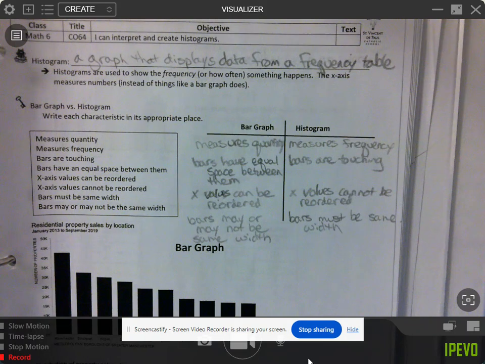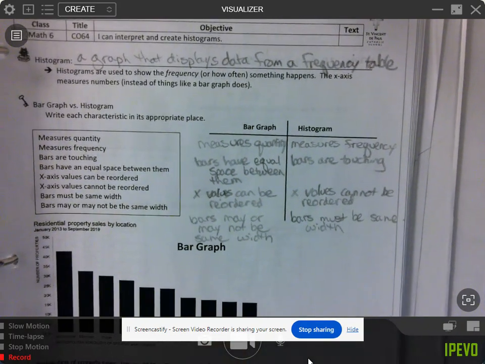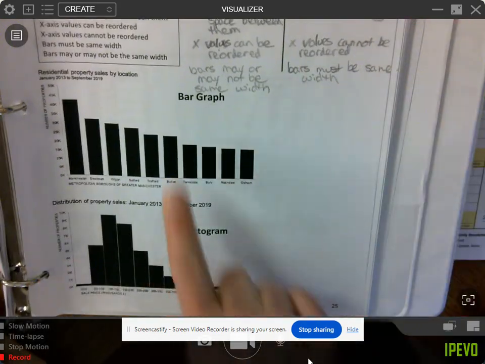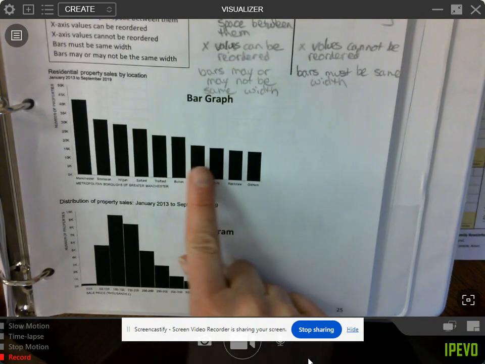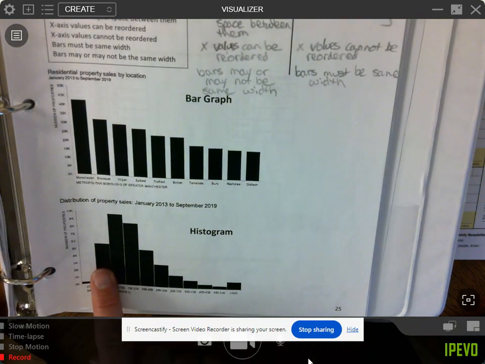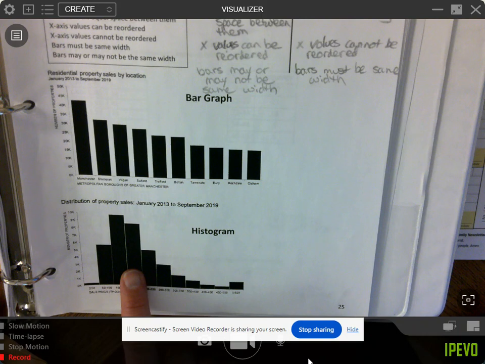Good morning. Today we are correcting CO64 about the histograms. Remember, a histogram looks very similar to a bar graph, but with the bar graph, we can see there are spaces in between, whereas with a histogram, the bars touch.